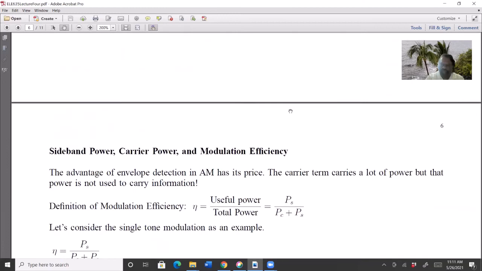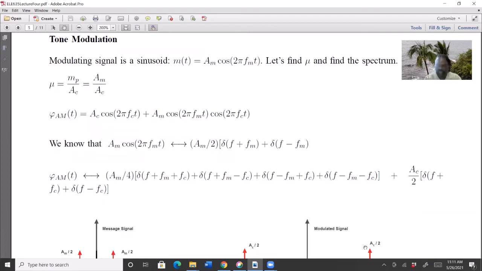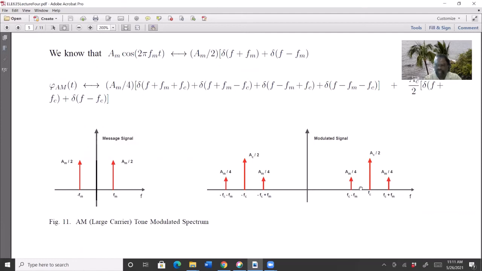For example, if we are transmitting two cosine waveforms, then there will be additional side bands here. Like one here and one here, one here and one here. All right.